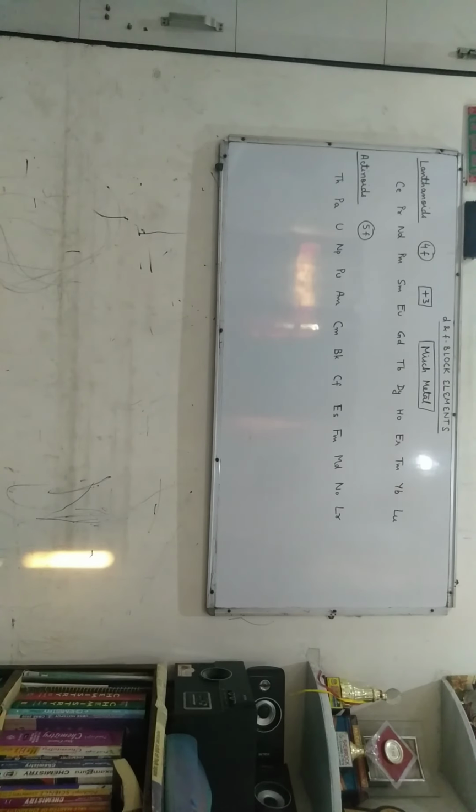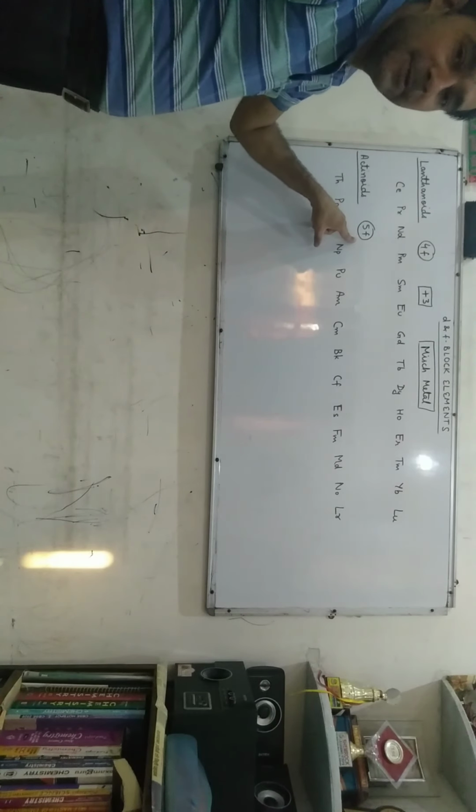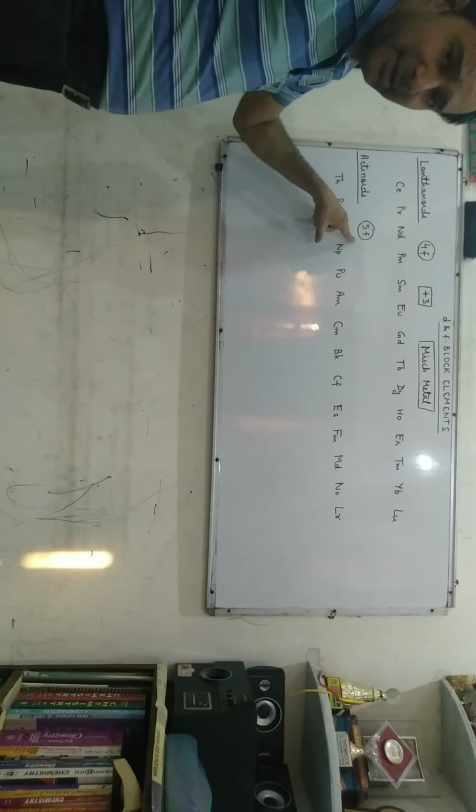Now let us discuss actinoids. Actinoid series consists of filling of 5f subshell. There are 14 elements in this series.